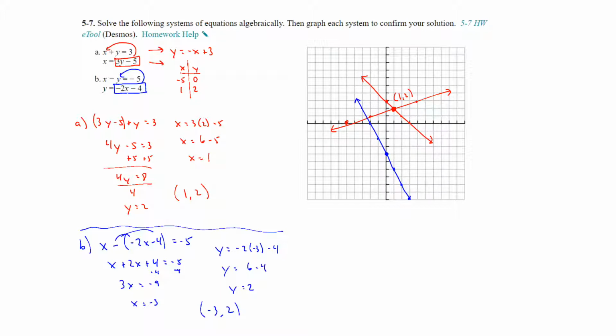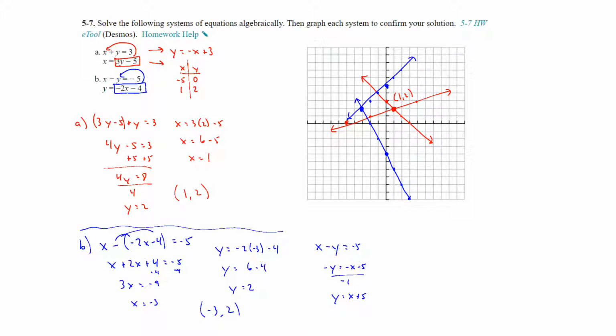And then the first equation, x minus y equals negative 5. If I subtract the x, but then I have to divide everything by negative 1, y is equal to x plus 5. So I'll graph that one, plus 5, and then a slope of 1. So up 1 over 1, or I can go down 1 to the left 1, and it looks like it'll intersect right there.